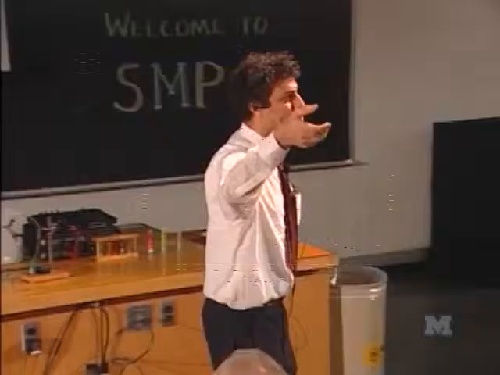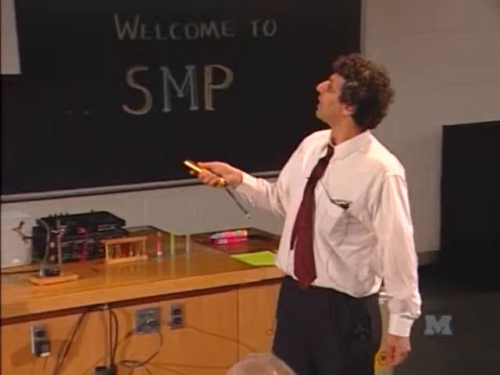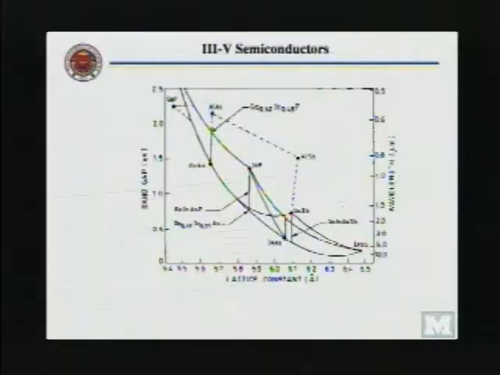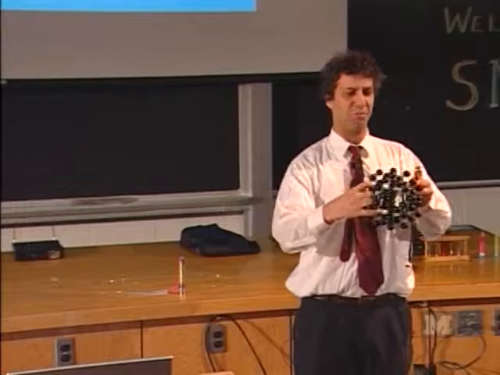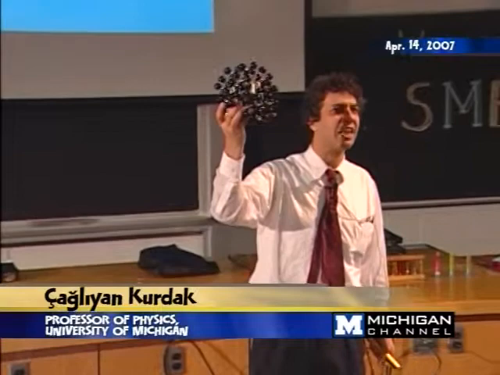So for example, gallium arsenide, the band gap is about 1.45 eV, and this is the lattice constant. The lattice constant, they all are similar. If you look at the position of the atoms, they are all similar, except some of them are bigger, fatter than the others. So this is what nature gives us.